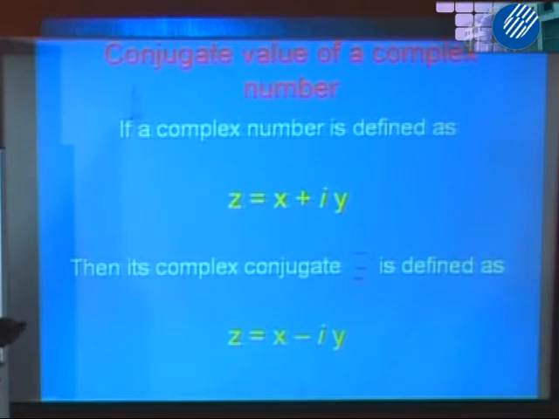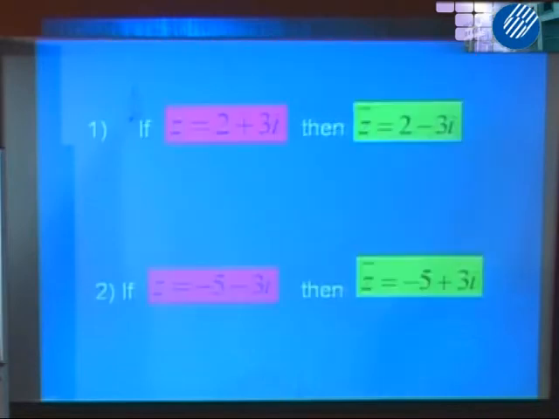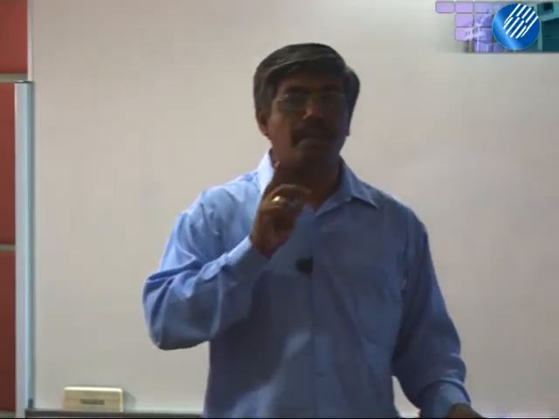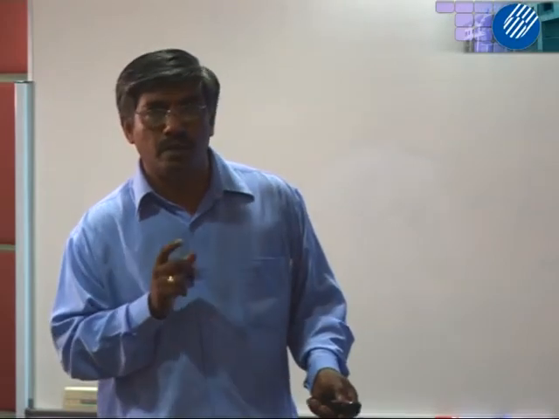Now, using this idea, if we look at this as an example, z equal to 2 plus 3i is the complex number, which means its conjugate is 2 minus 3i. Take note, the sign of the imaginary value is changed. Similarly, if you take minus 5 minus 3i, then the minus 3 here for the imaginary part changes. Please note, there will never be any change for the real part. That's very, very important to know.